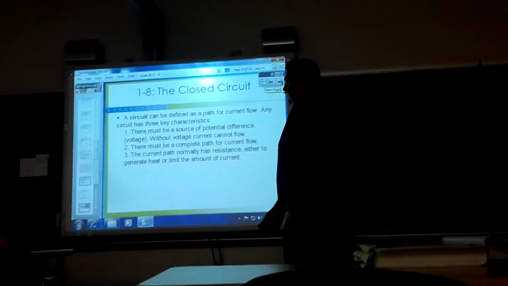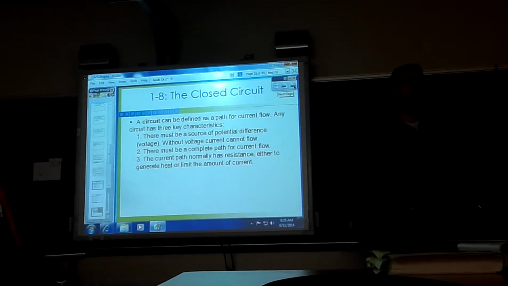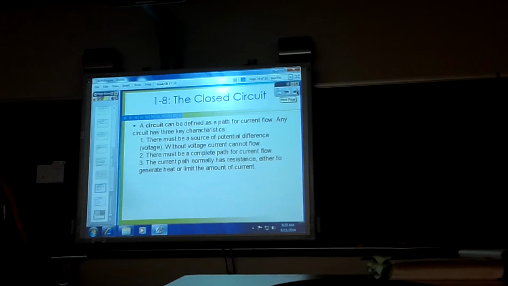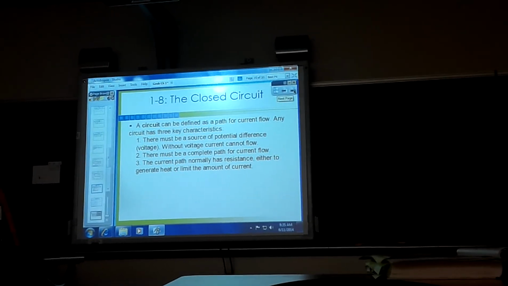Got to have a closed circuit. If the circuit is open, there is no current flow. Okay, now, that sounds so simple. And it is, but here's the thing to remember.